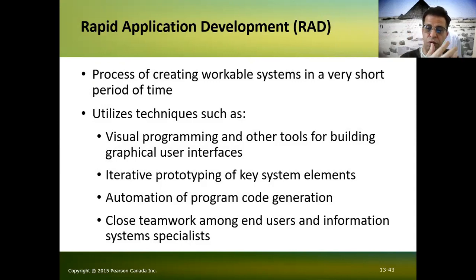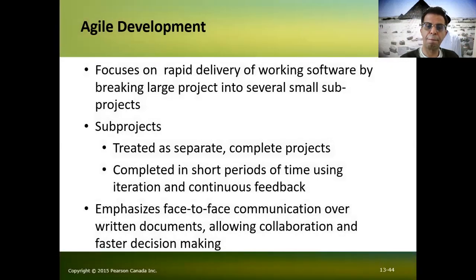So they give you something workable, and then they fix up the rest, utilizing techniques such as visual programming and other tools for building graphical user interfaces, iterative prototyping of key system elements, which we spoke about, and automation of programming code generation, and close teamwork among end users and information system specialists. They keep working on it. And we said agile is one of the most used ways of project management: give something and then keep adding things to it.